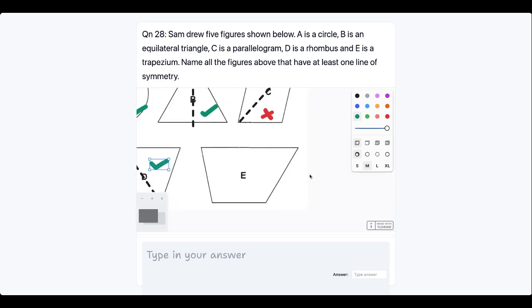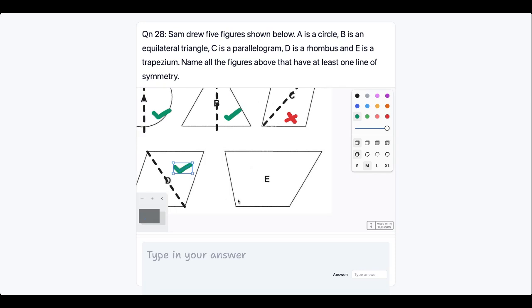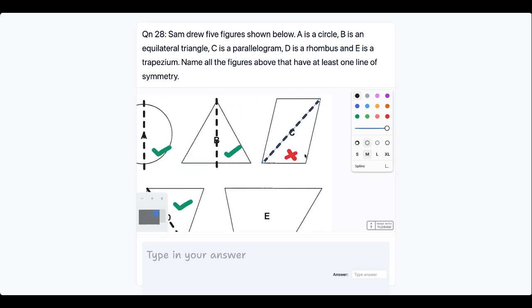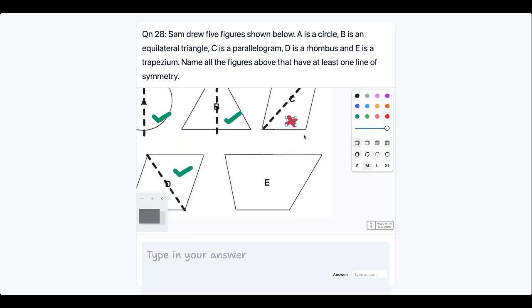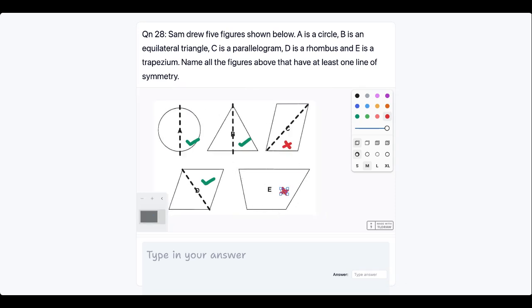Last one, trapezium. Is there a line of symmetry? Sadly, no, because there isn't much. So this is a cross for the trapezium. So the name of all the figures, the answer is A, comma B, comma D. So there you go.